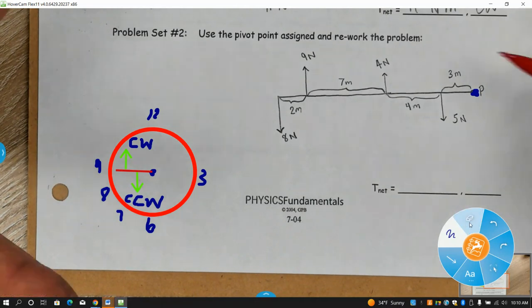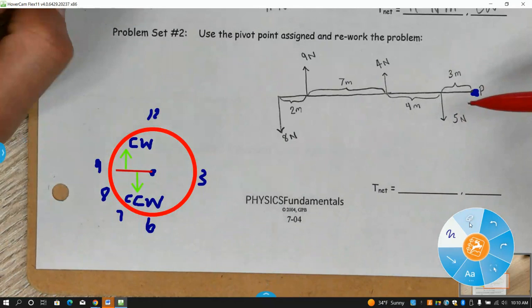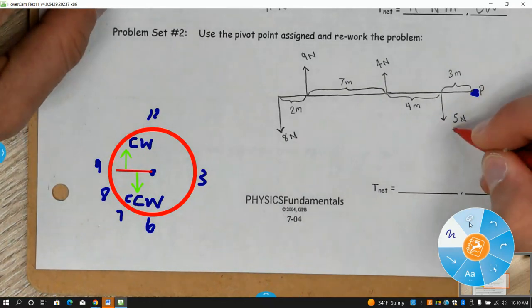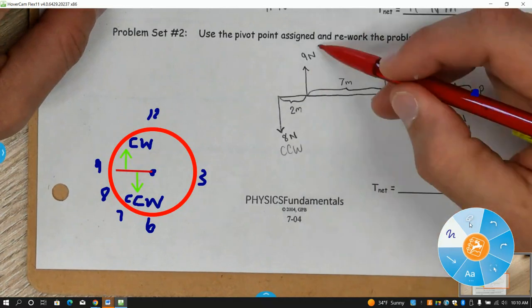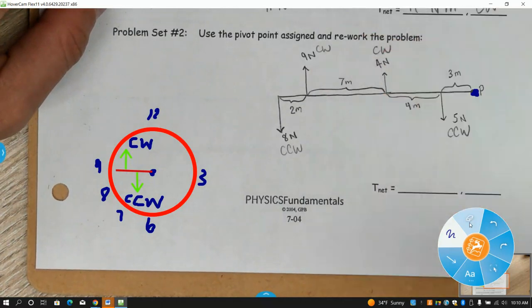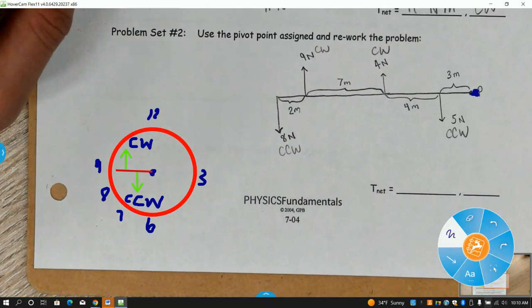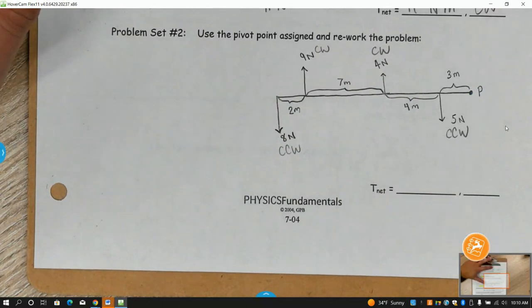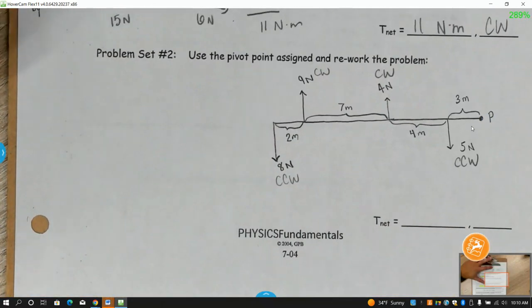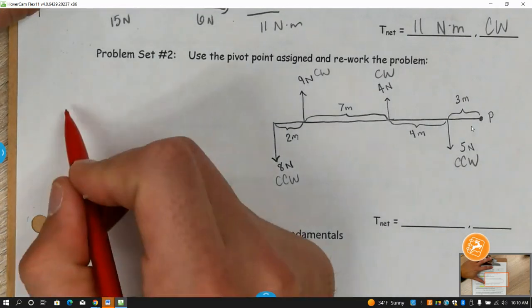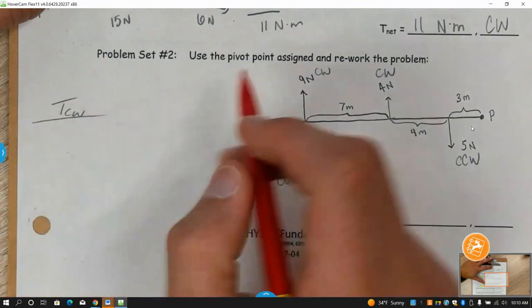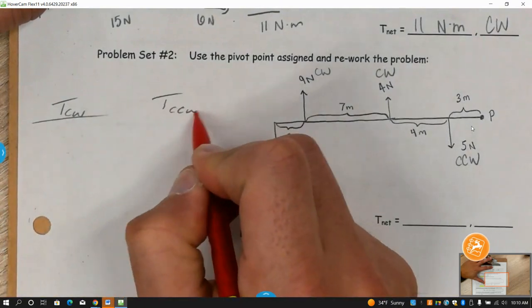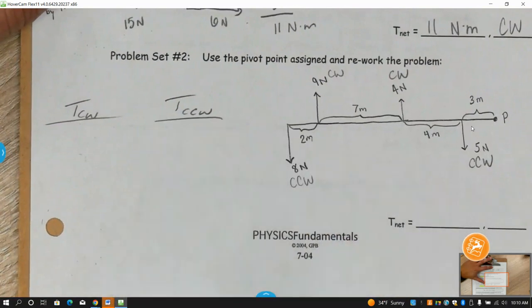So we're going to label all of our pieces. The down arrows are our counterclockwise, so I'm going to label right above them CCW, CCW, CW, and CW. Please make sure that you guys are doing that right now. Heads up, please. So that is your first step. You have to do that. We're looking for net torque, so we need to figure out our total clockwise torques and our total counterclockwise torques.